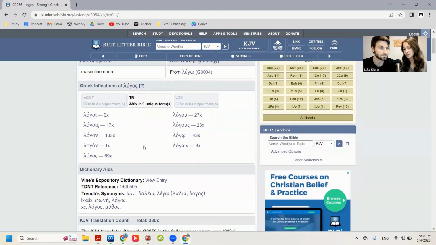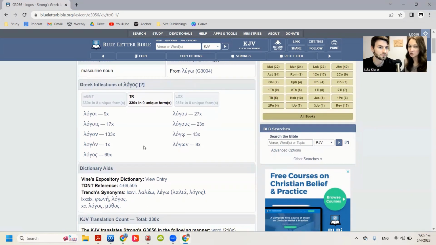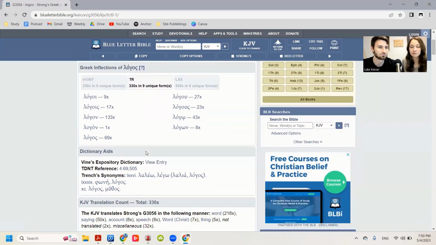So the one with the most would be the most common one, but lay people probably wouldn't use that section very much. Yeah, I wouldn't get caught up there.